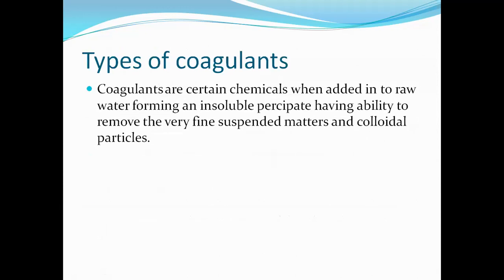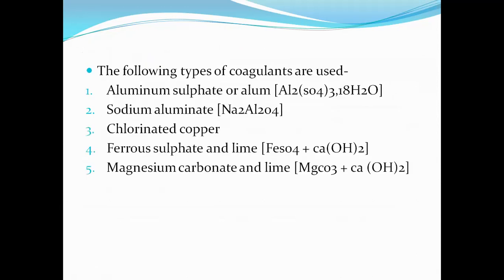Then see, there are some common types of coagulants which can be used for this coagulation process. First is aluminum sulfate or alum, second is sodium aluminate, third is chlorinated copper, fourth is ferrous sulfate and lime, and fifth is magnesium carbonate and lime. Hope you all get this process of coagulation. Remember these four types or processes of coagulation. Thank you.